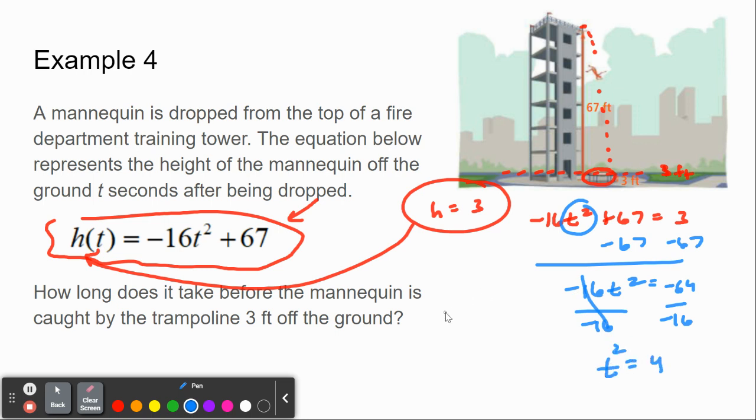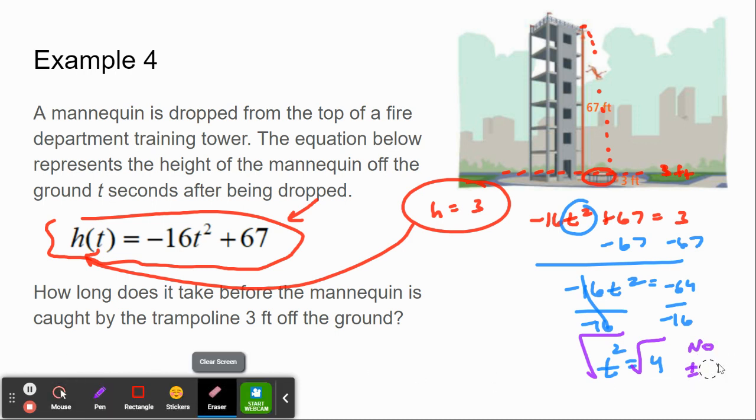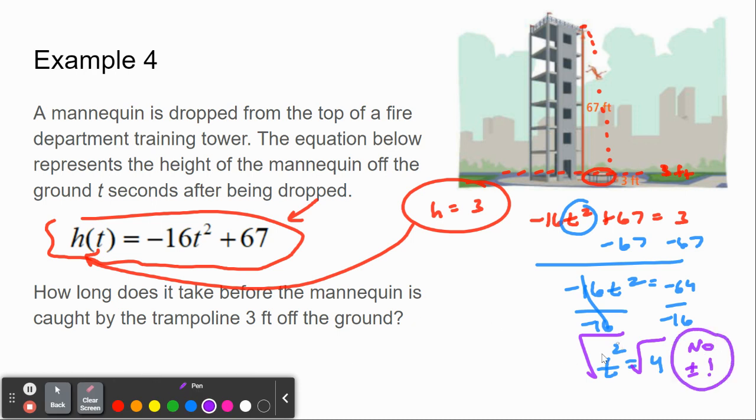And typically here, we just want a rounded answer, so we'll just take the square root of both sides. Notice here that I'm not going to do plus or minus. No plus or minus. And the reason is that it's a word problem, and we don't want the negative answer. Okay? And when you plug the square root of 4 in the calculator, it is 2. And your time is 2 seconds. So after being dropped, it takes 2 seconds for this mannequin to free fall from 67 feet high all the way to 3 feet high.